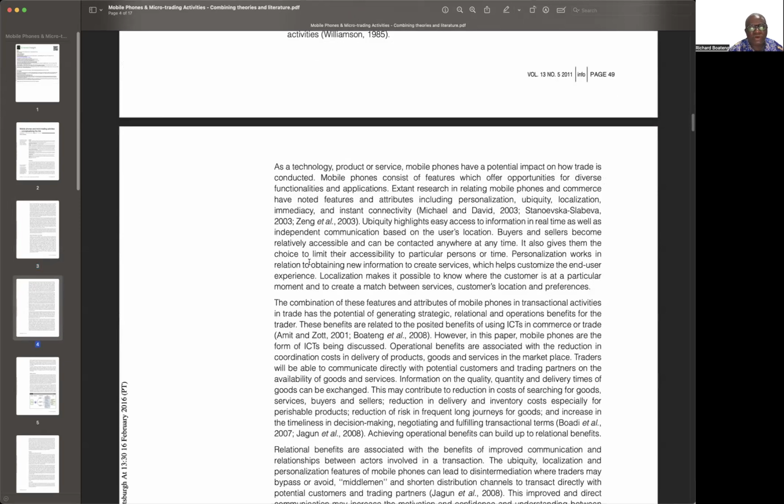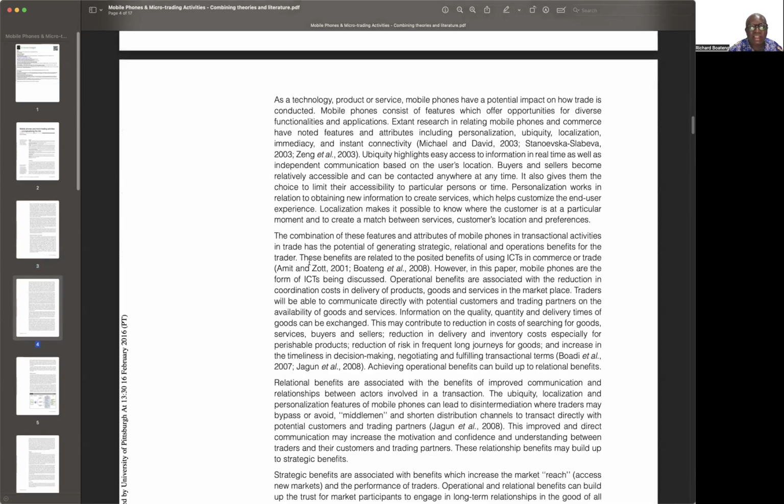Then after that, it also draws on other types of literature. For example, it draws on literature on mobile phones and how mobile phones are used in organizations, by an individual, or for trade. And then it looks at the type of benefits you might get from using mobile phones in a trade activity, strategic, relational and operational benefits, and explains them.